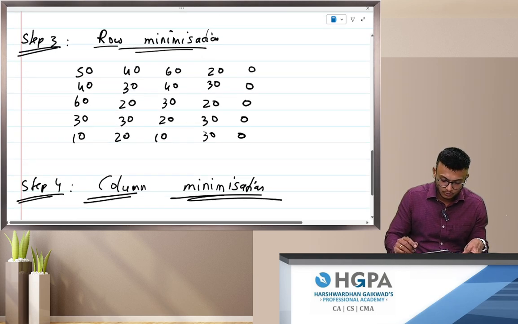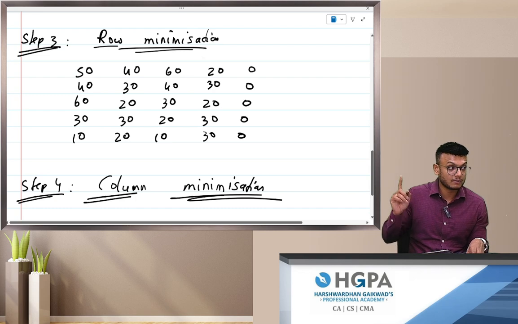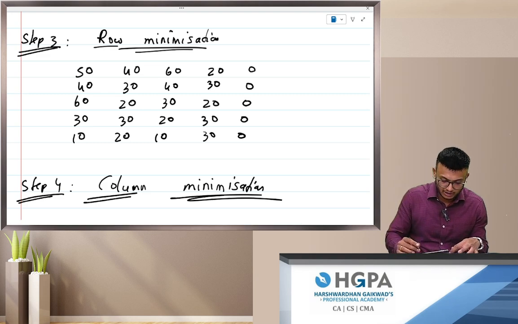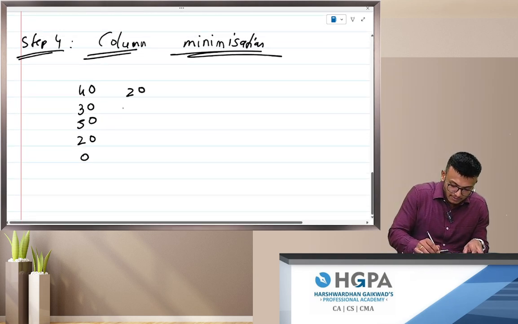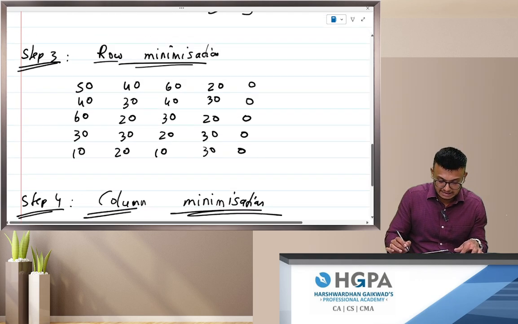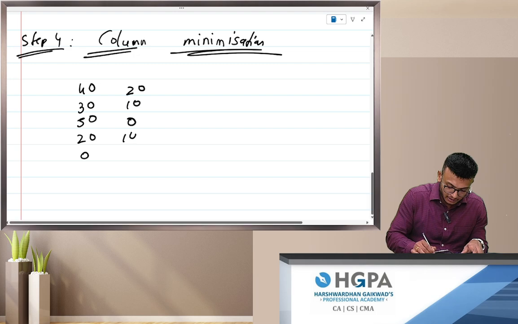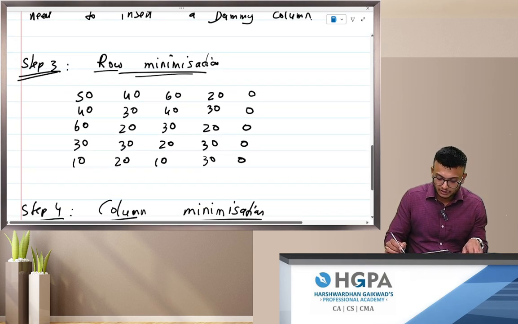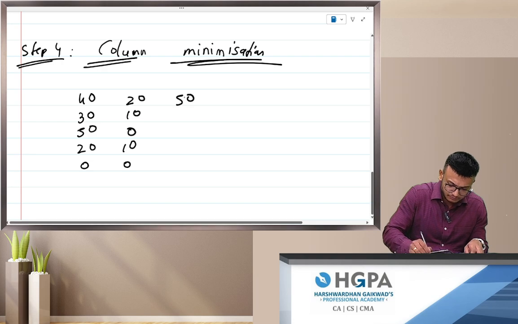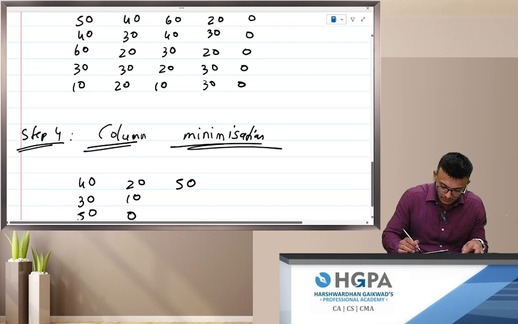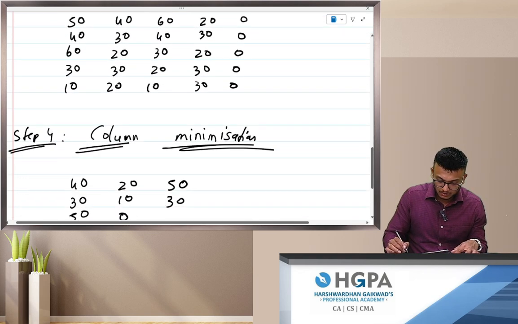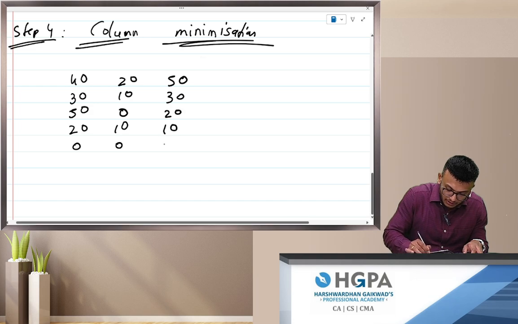Next. Lowest number is 20. Now remember, many people get confused over there. 20 appears 2 times, but you need to subtract only once. So 40 minus 20, 30 minus 20, 10. 20 minus 20, 0. 30 minus 20, 10. 20 minus 20, 0. Next, 60, 40, 30, 20 and 10. So obviously it is 10. So this will become 50, this will become 30, this will become 20, 10 and 0.